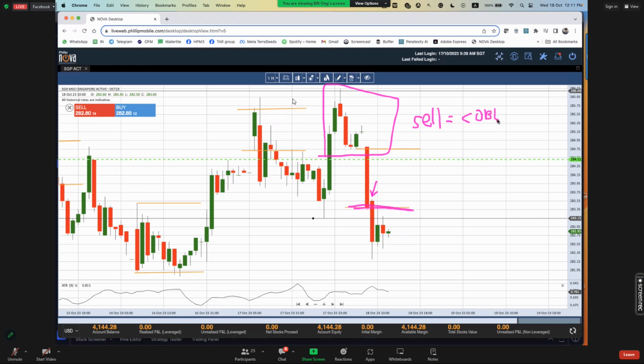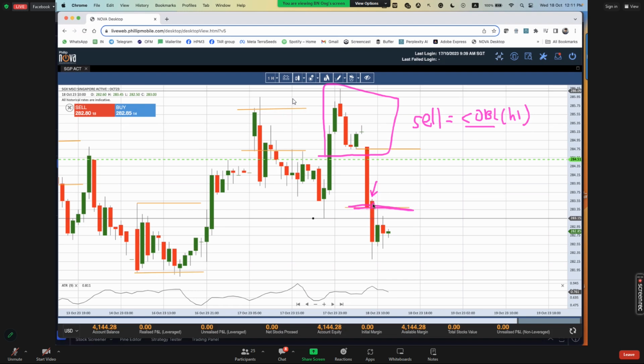Okay, because if you want to sell, you want to sell when price has a confirmation. So looking at a close less than the OBL is your confirmation in the H1 time frame. This rule is only applicable in the H1 time frame. That means you only apply this rule, which is less than OBL, or higher than OBL if you're buying, and only in the H1 time frame.